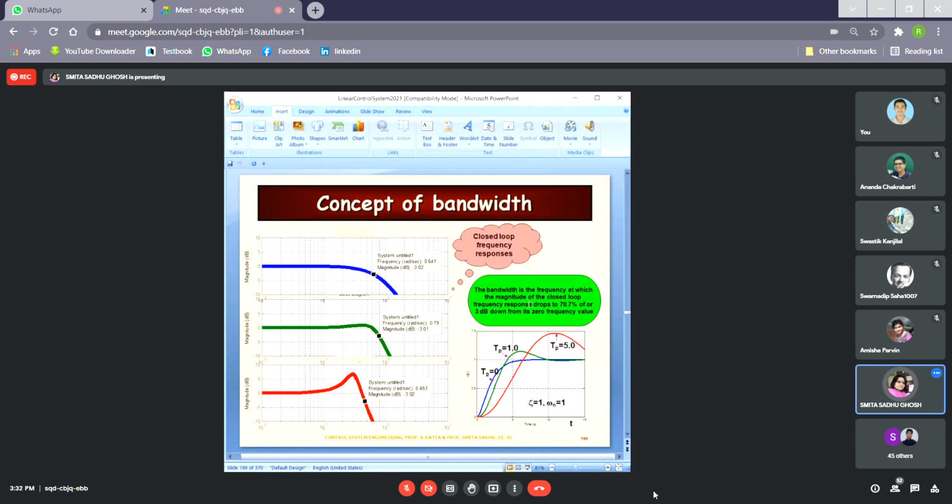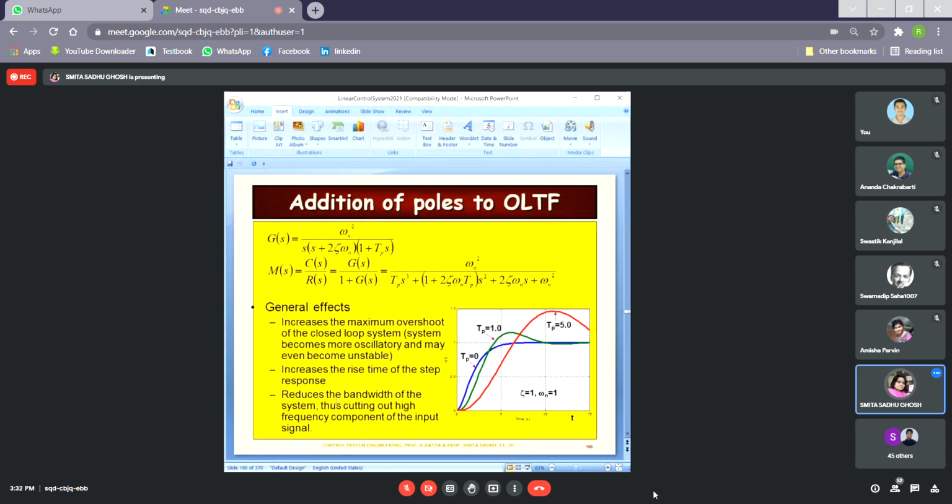That is what is implied when we say that the bandwidth is reduced when the additional pole is added. Reduction of bandwidth means that it cuts out high frequency components of the input signals. So this is a general effect: reduction of bandwidth is the general effect of adding one pole to the open loop transfer function.